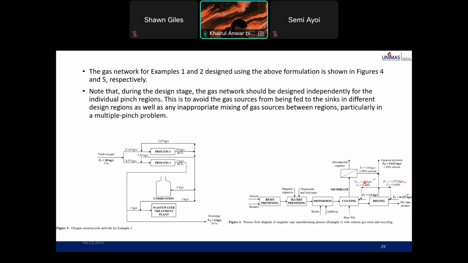it's 2.875. That one is the stream above the pinch. This is the highest, going from here.